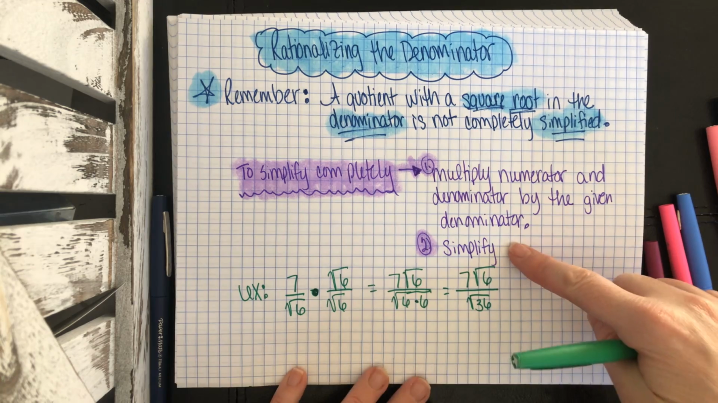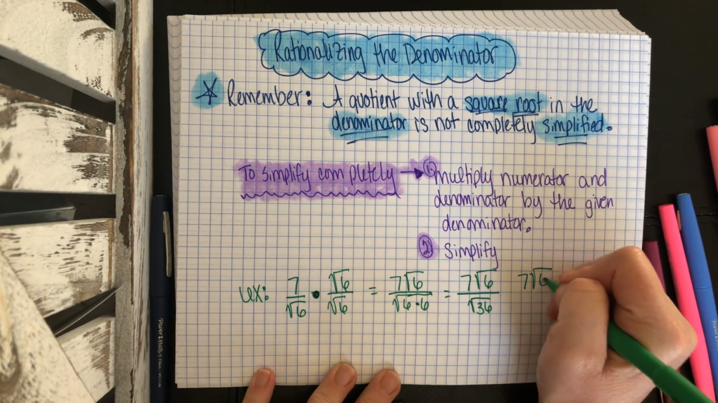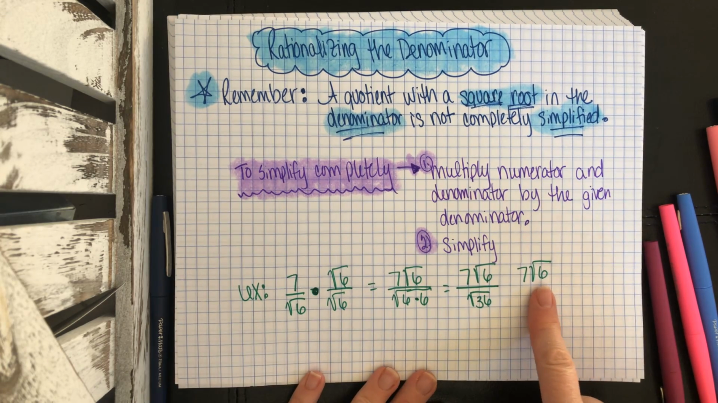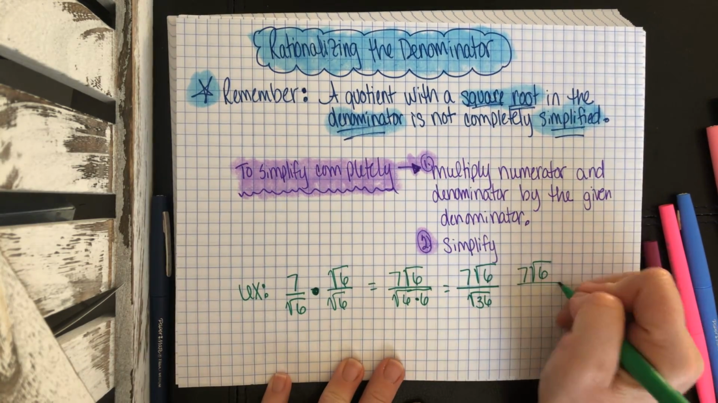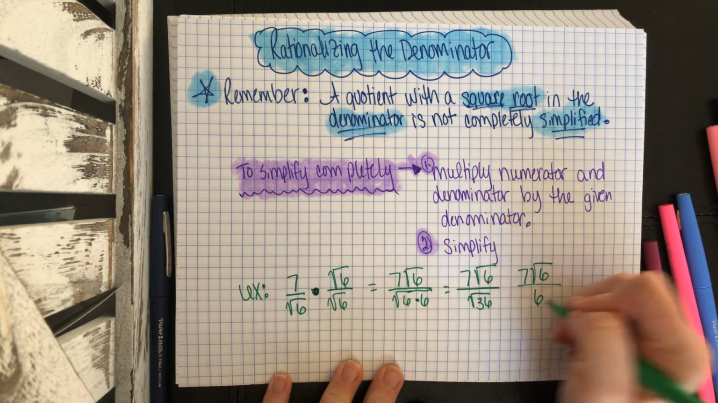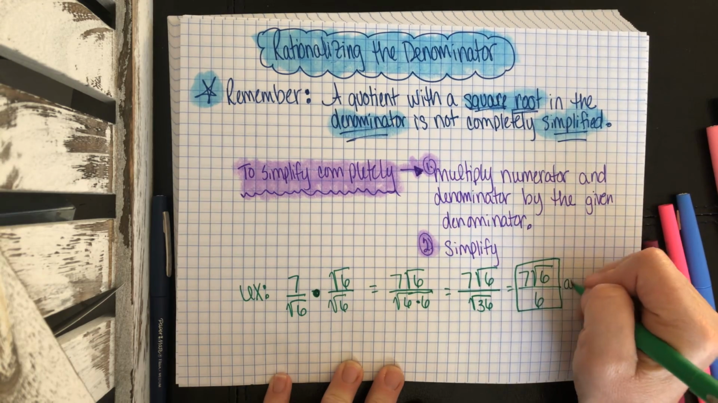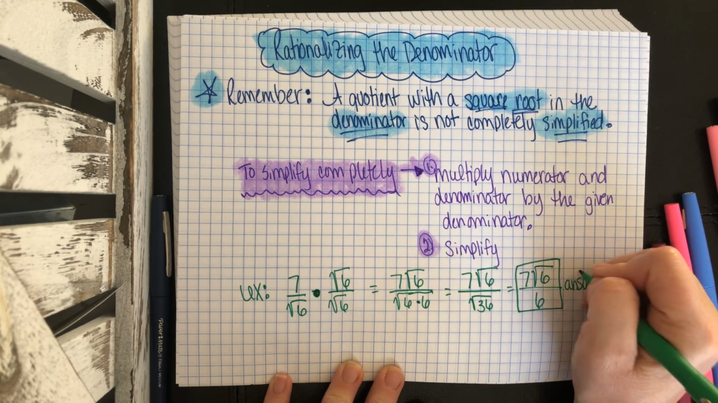So now I need to simplify. The numerator is already simplified. We can't simplify that any further because the square root of 6 is completely simplified. The square root of 36, this is a perfect square. So that equals 6. So this right here is your final answer.